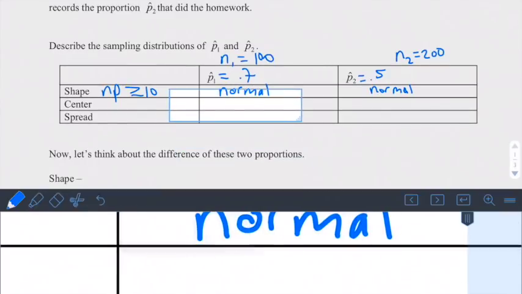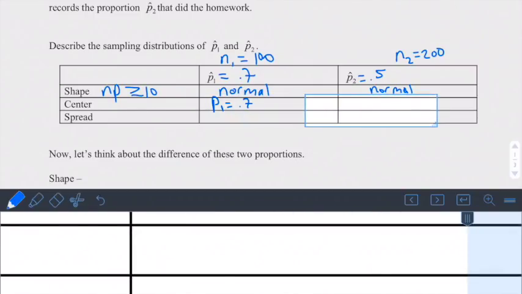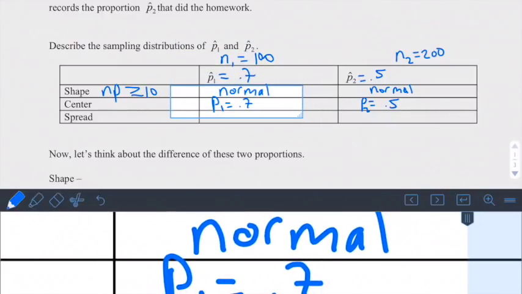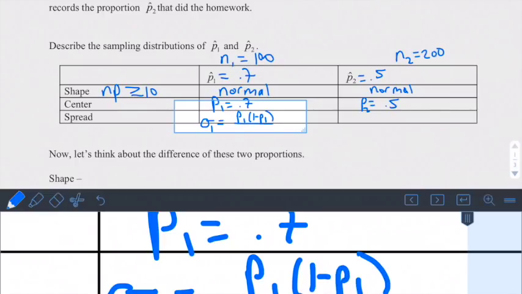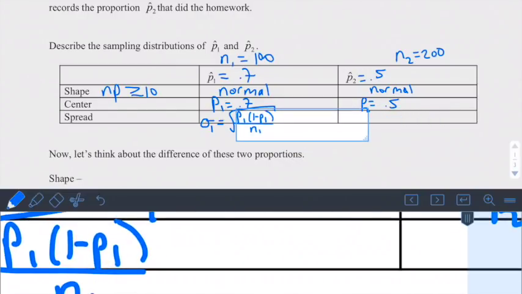The center, remember, should be around my population center. P1 is going to be 0.7, right, based on our sampling distributions. P2 is going to be 0.5, the center of our sampling distributions. That's all the same. And our spread follows that same rule. So the square root of p1, 1 minus p1, over n1. And this would be the same with sample 2's.